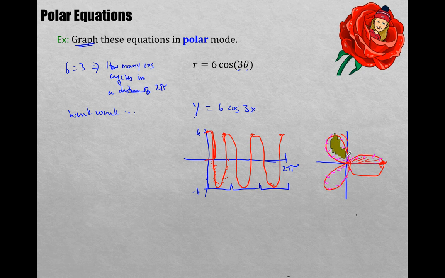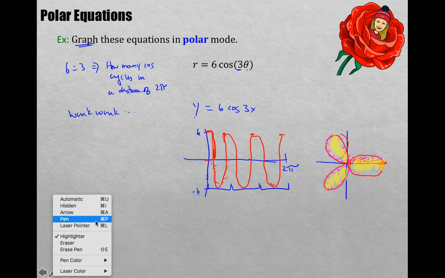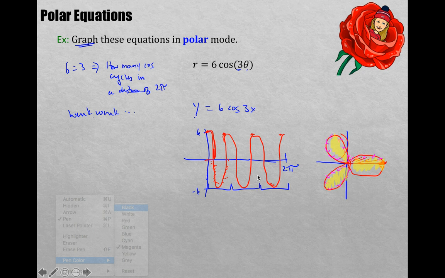Personally, I think it looks like a flower and not a rose, but I didn't get to name it. Each petal has a length. How long do you think each petal is? 6. Each petal has a length of 6.